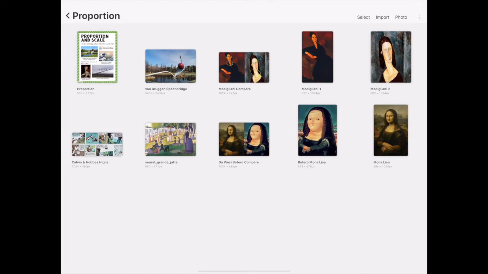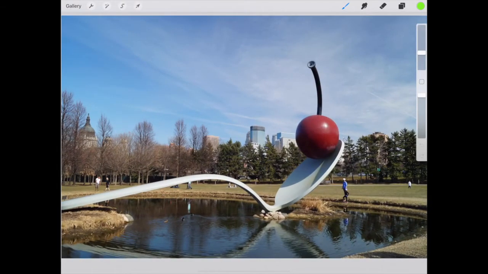Now let's look at a sculpture. This sculpture is called Spoon Bridge by Koosje van Bruggen and her husband Claes Oldenburg. They built this bridge in Minneapolis, and as you can see by the people right here, this is a very large spoon. Its proportions are different than they normally would be as an actual spoon. When we look at this very large bridge, we see that the proportions of it are much, much larger than the people in the picture.